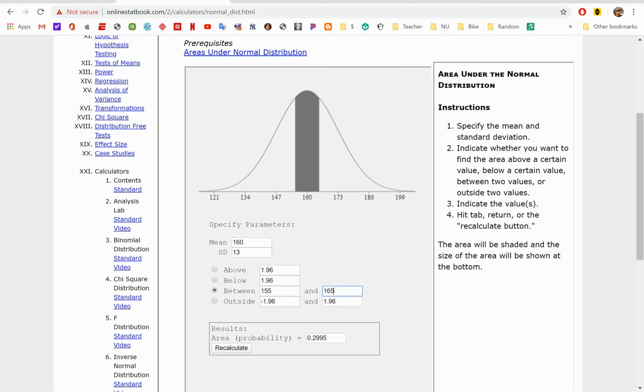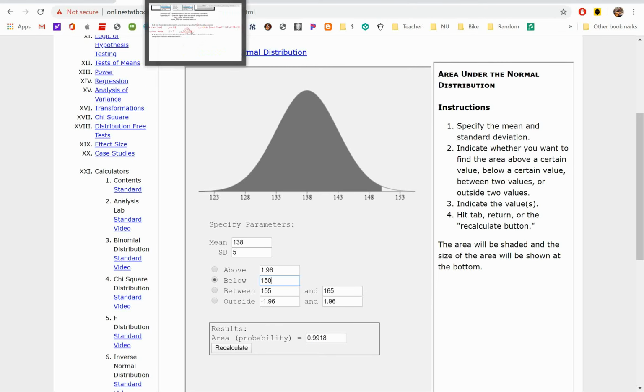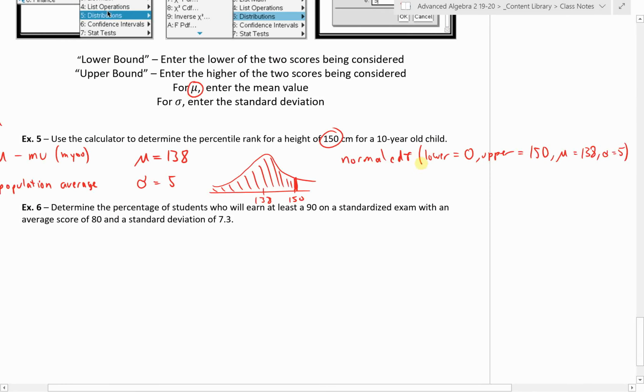I'll use the online one. We know that the average, again, was 138. And the standard deviation was 5. We want to know what percentage of scores are below 150. And we get 0.9918. So 99.2% of children will be below 150 centimeters.